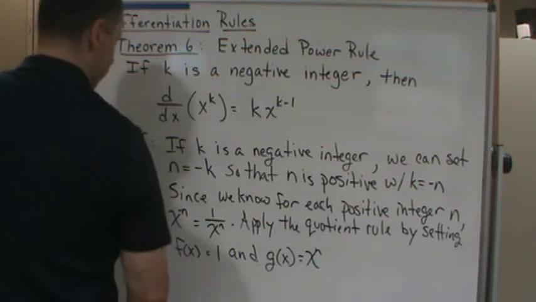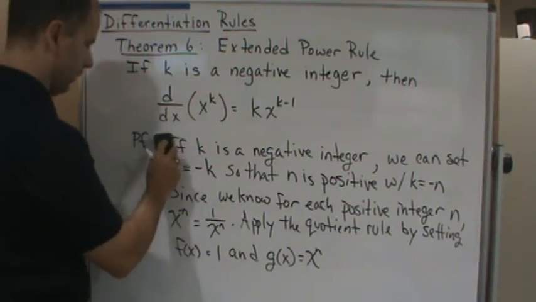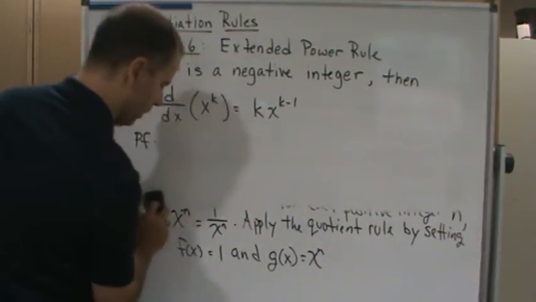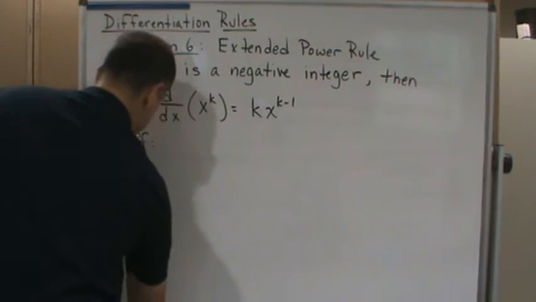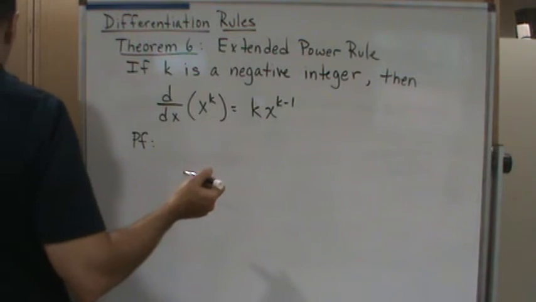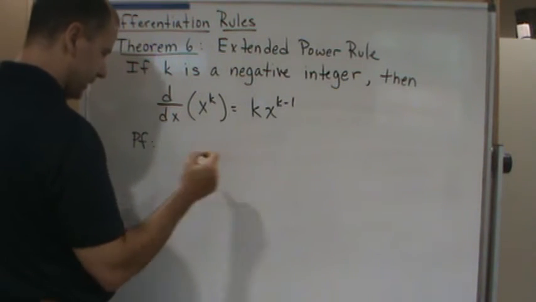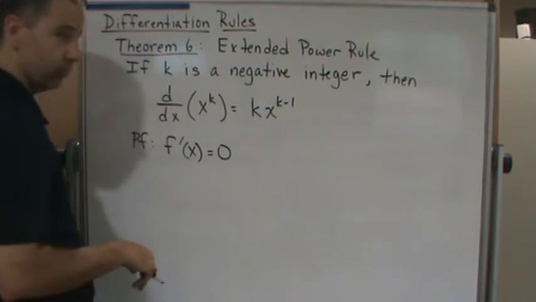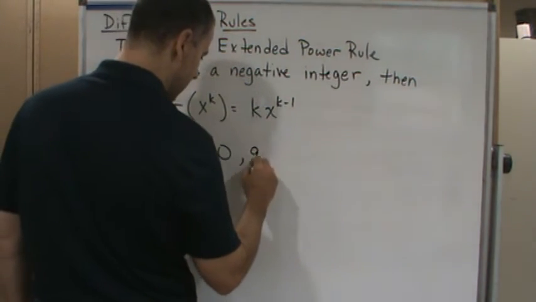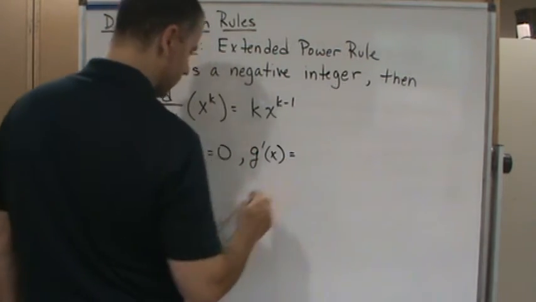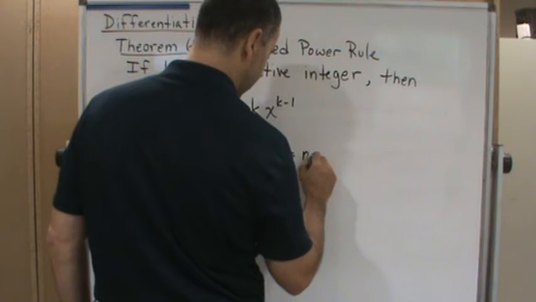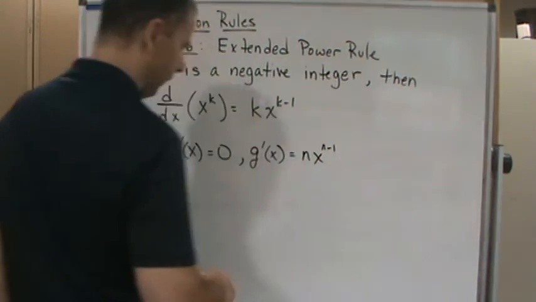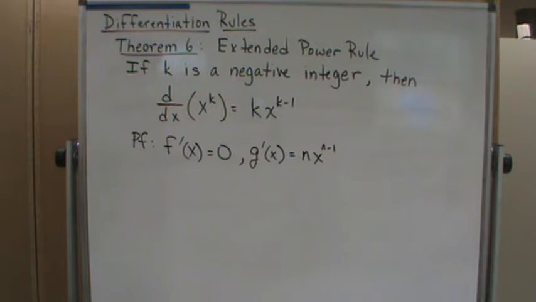I'm going to erase this and start up here, so keep up with your notes. Now, since we set those, f prime of x is going to equal 0, because f of x is 1, and g prime of x is going to equal n times x to the n minus 1, using the power rule that we have for positive integers. So this is what we get.